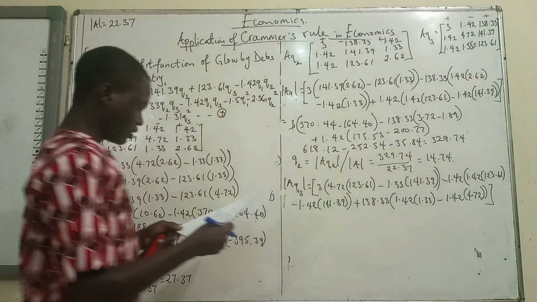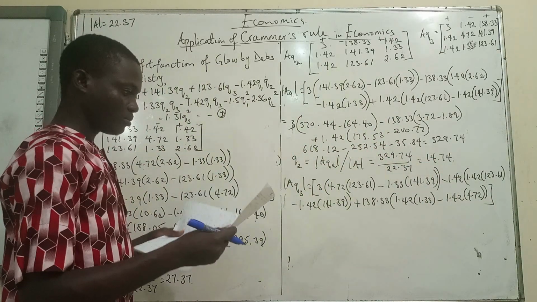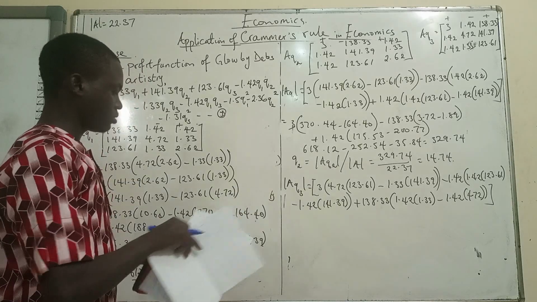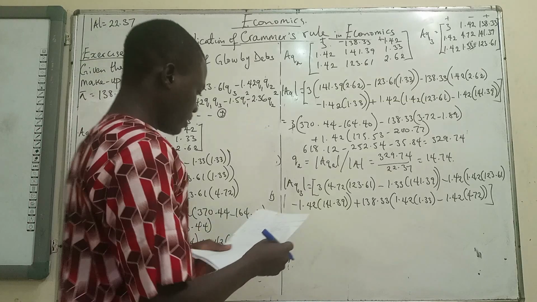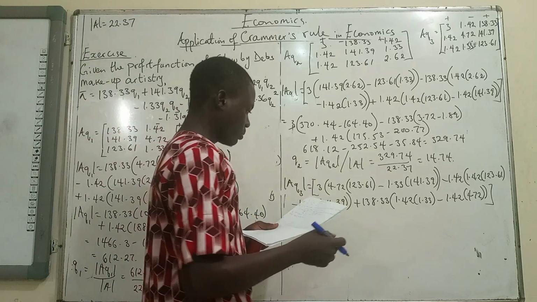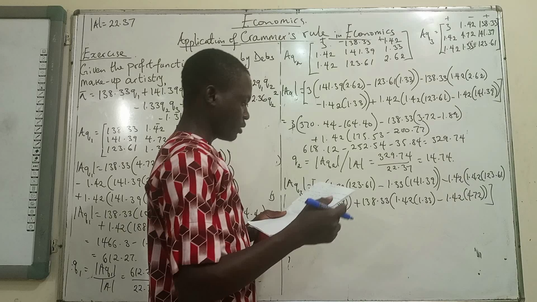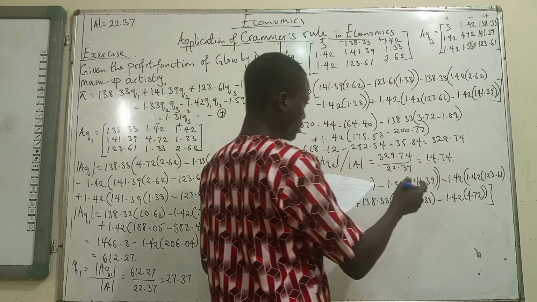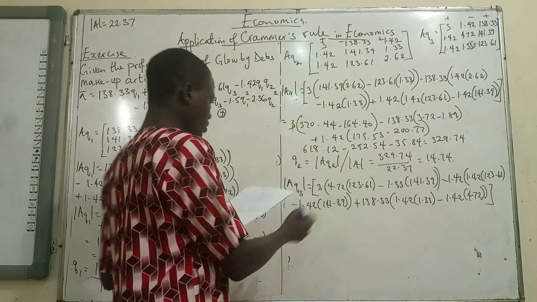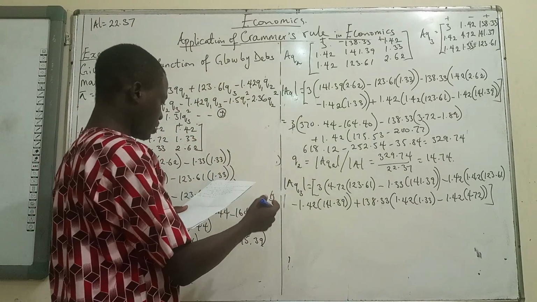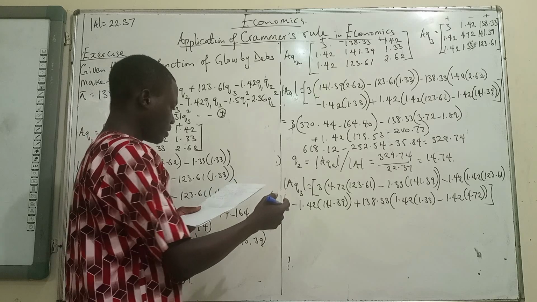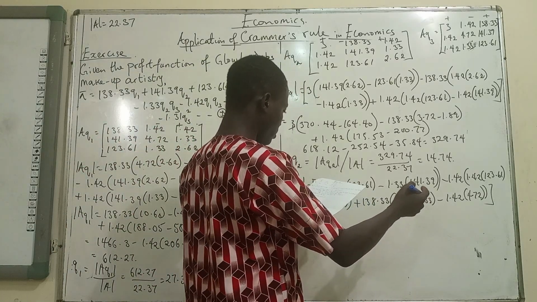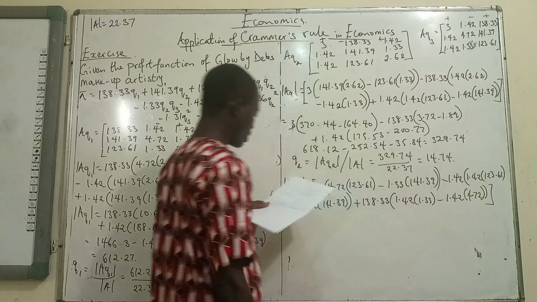Now let me verify this. I hope you don't mind. So this is page 17. This is the last page. So 3 into bracket 4.72 times 123.61 minus 1.33 times 141.39, minus 1.42 times 1.42 times 123.61, then minus 1.42 times 141.39, plus 138.33 times 1.42 times 1.33 minus 1.42 times 4.72. Yeah, so we are right.